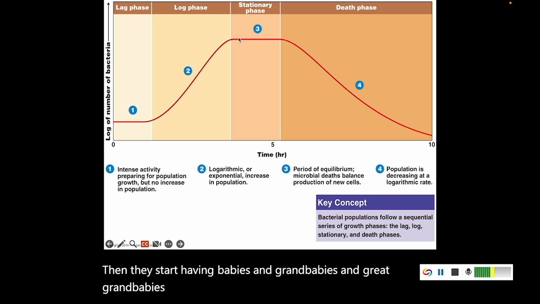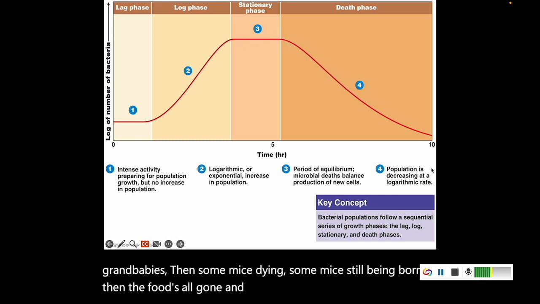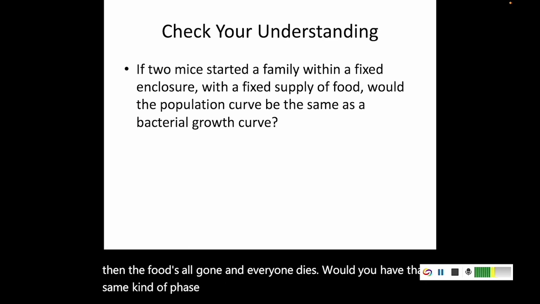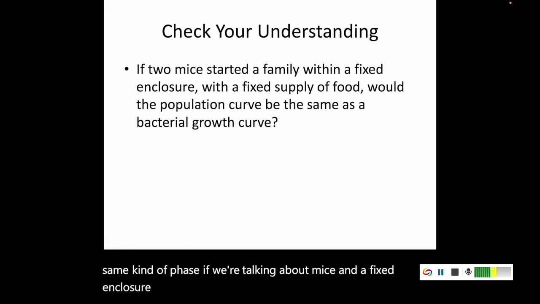Then some mice dying, some mice still being born. Then the food's all gone and everyone dies. Would you have that same kind of phase if we're talking about mice and a fixed enclosure with a fixed supply of food?